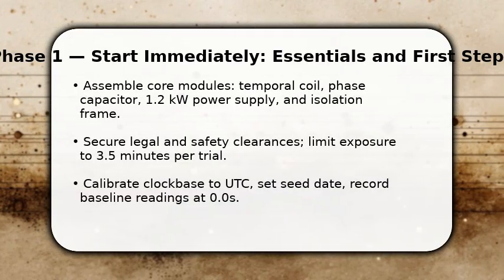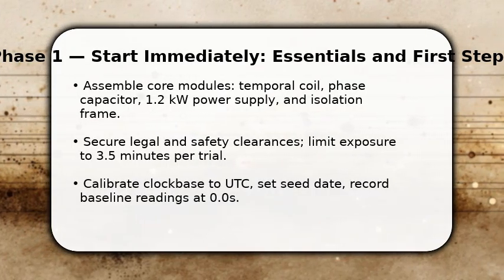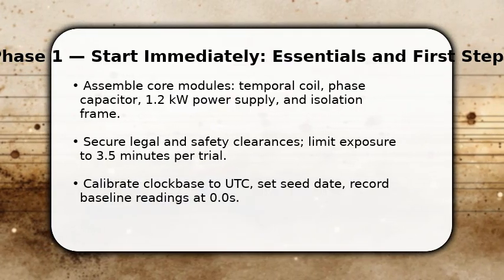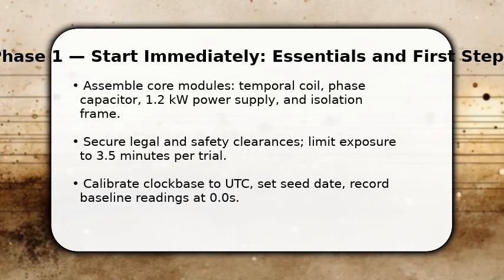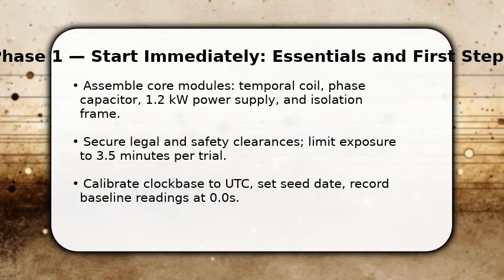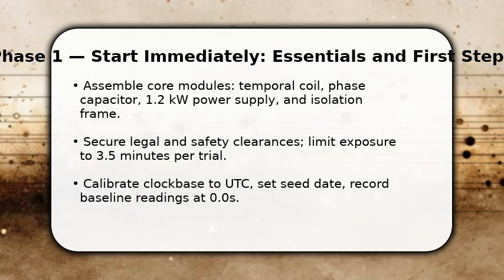You begin by gathering the essential components and confirming the environment is secure. You must act precisely. Connect the phase capacitor to the temporal coil and make sure the isolation frame grounds to a stable reference. Once done, power the 2 kW supply at low ramp to avoid transients and synchronize the clock base to UTC. This locks reference coordinates.